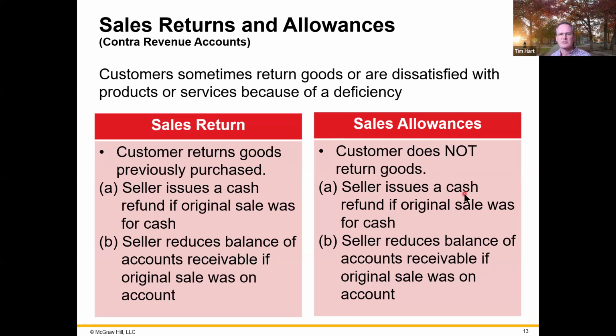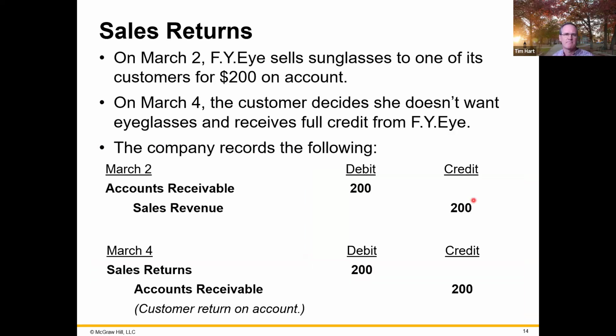Sales allowances: the customer does not return the good. So it's kind of like an appeasement. The customer's not happy. He's like, hey, let me just give you an after-the-sale 5% off, 10% off, that kind of thing. So it's an allowance to help earn the customer's return business down the road. Okay, that's an allowance. It's just a partial refund, but they're still keeping the thing.